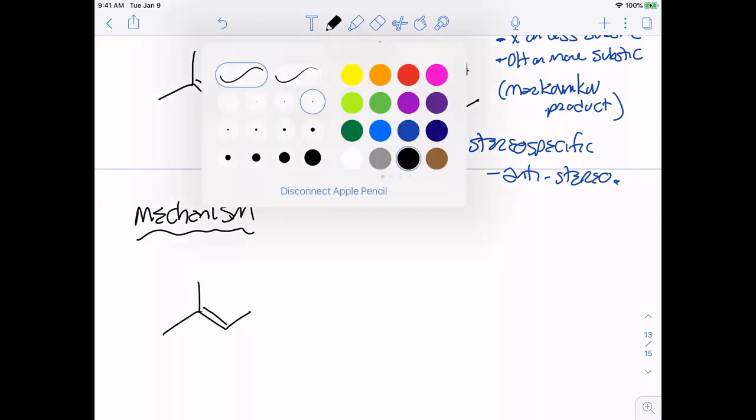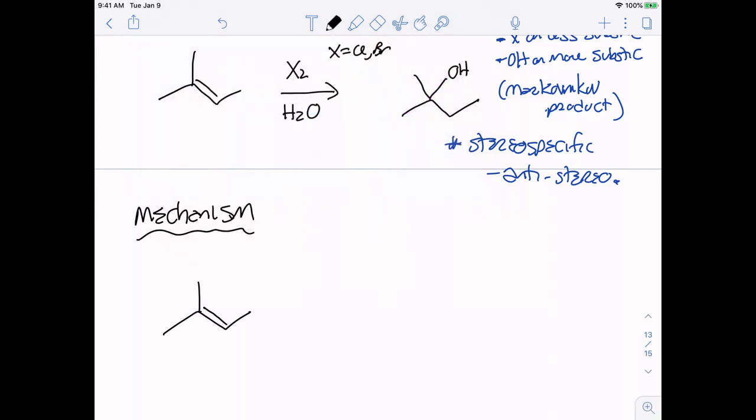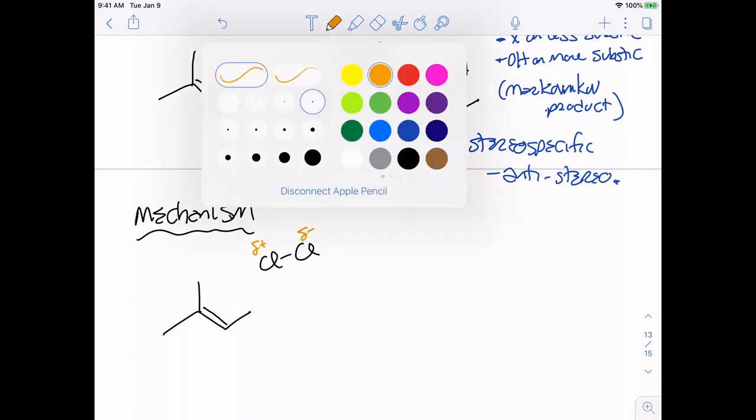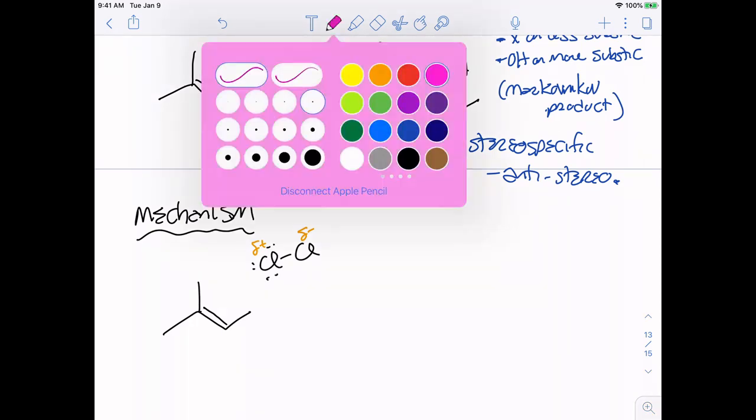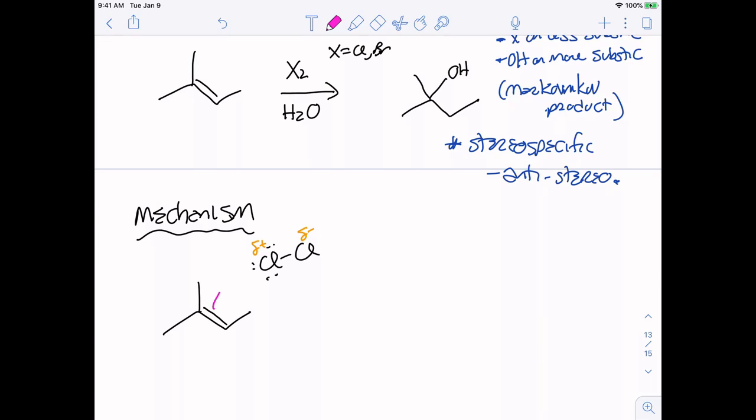So we'll use chlorine this time. And in the first part, it's exactly the same. So I have this induced dipole because chlorine's pretty polarizable. I do have these lone pairs on there. So my pi bond is going to grab onto the partial positive chlorine. A lone pair is going to come back down and grab onto that carbon, and we're going to break that bond. This time I'm going to get a chloronium ion intermediate.